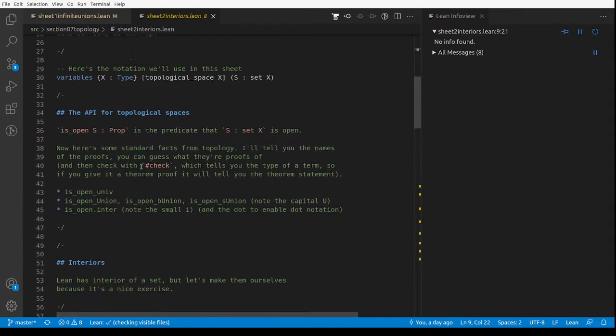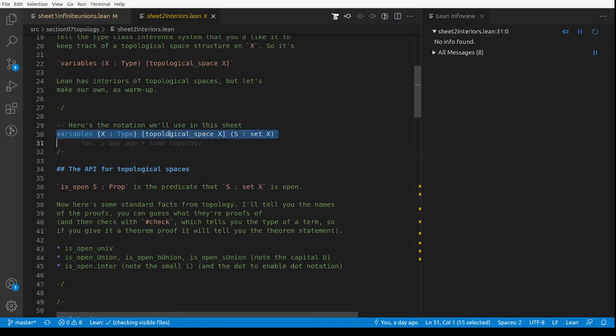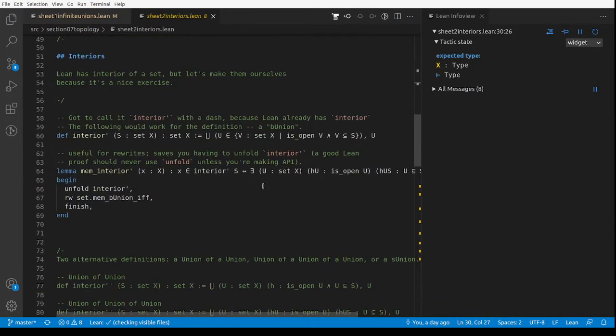So what are we starting with here? X is a topological space, and S is a subset of X. So the interior primed of S is a subset of X, and it's defined to be the union of the U's which are open and are subsets of S. Take the union of those U's.